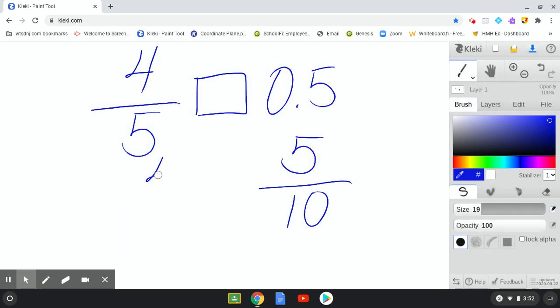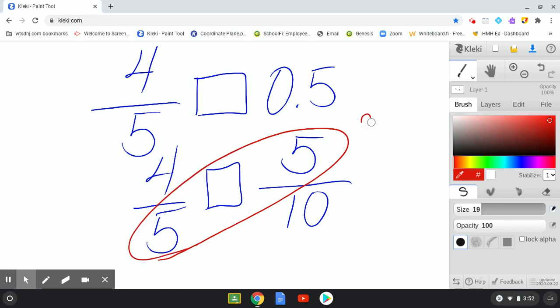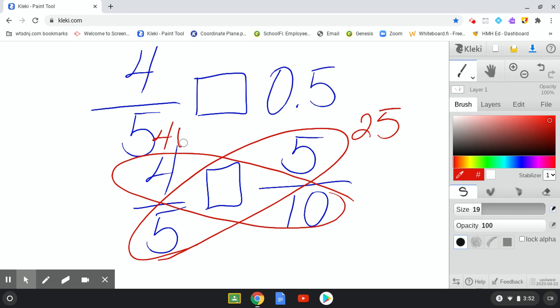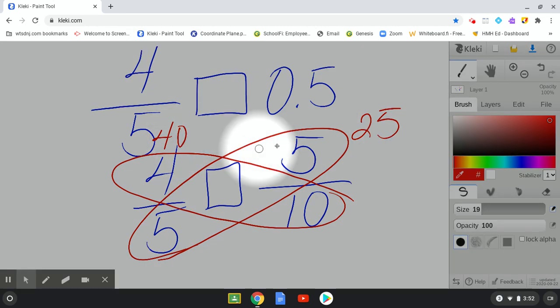So now I'm comparing 4/5 to 5/10. Well, we just learned that we can use cross multiplication. 5 times 5 is 25. 10 times 4 is 40. Well, 40 is greater than 25, so that means 4/5 is greater than 5/10. All right, so it's actually pretty simple to turn a decimal into a fraction. You just read the rational number and write what you hear.